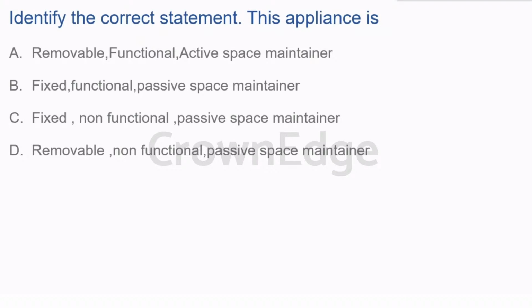The same thing. Identify the correct statement. This appliance is option A, removable, functional, active space maintainer. Option B, fixed, functional, passive space maintainer. Option C, fixed, non-functional, passive space maintainer. Option D, removable, non-functional, passive space maintainer. So think once again, what is a transpalatal arch, and tell me what can be the right answer for this.